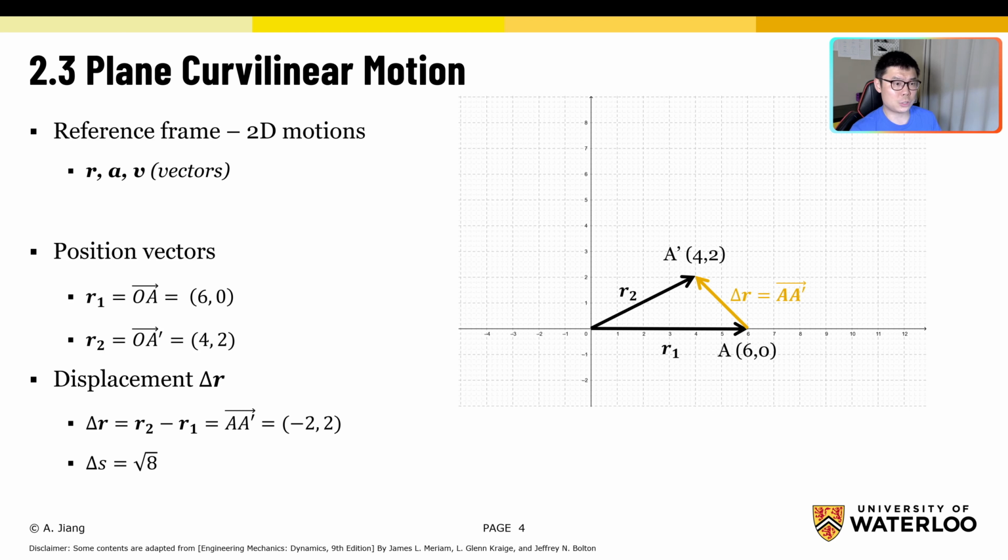Here, I want to show you that the displacement vector delta R is not affected by the selection of reference frame. Compared to the previous slide, I chose a different origin O, which changed the position vectors. However, the displacement vector is still -2, 2. And this is the variable we are interested in, which is not affected by the choice of different origins.